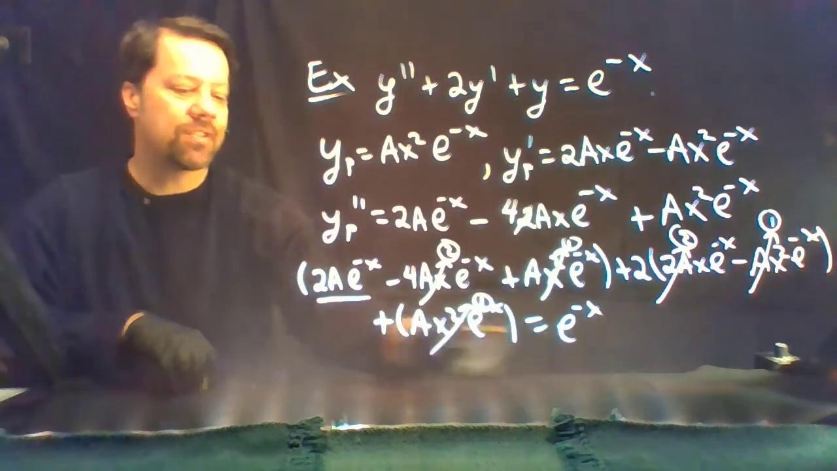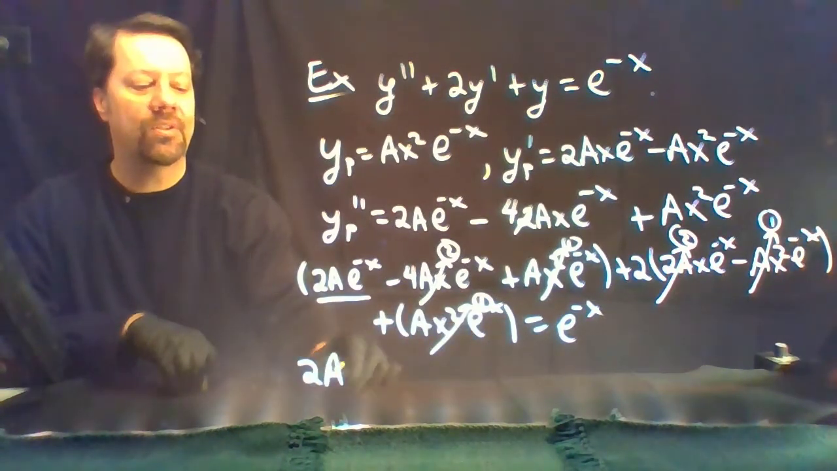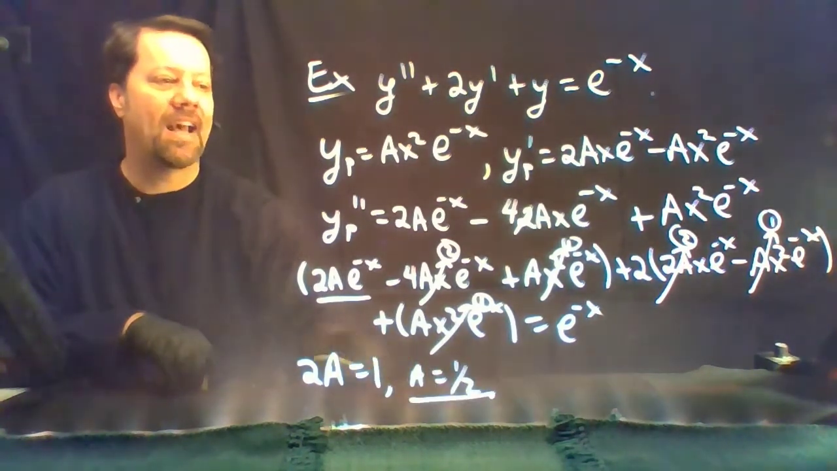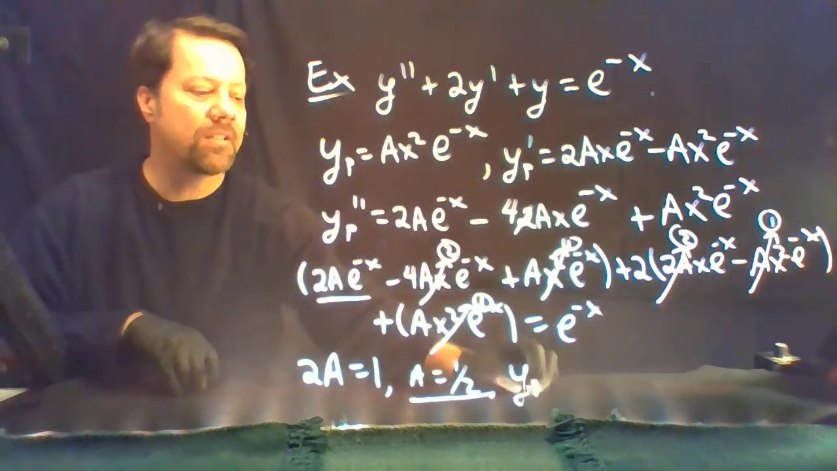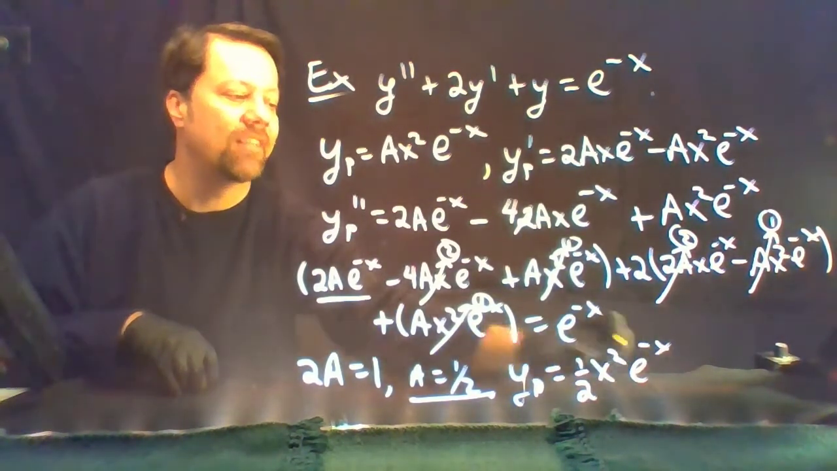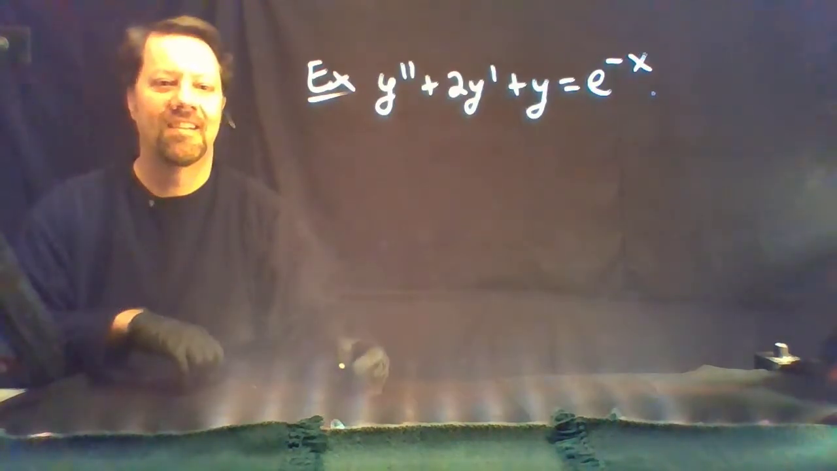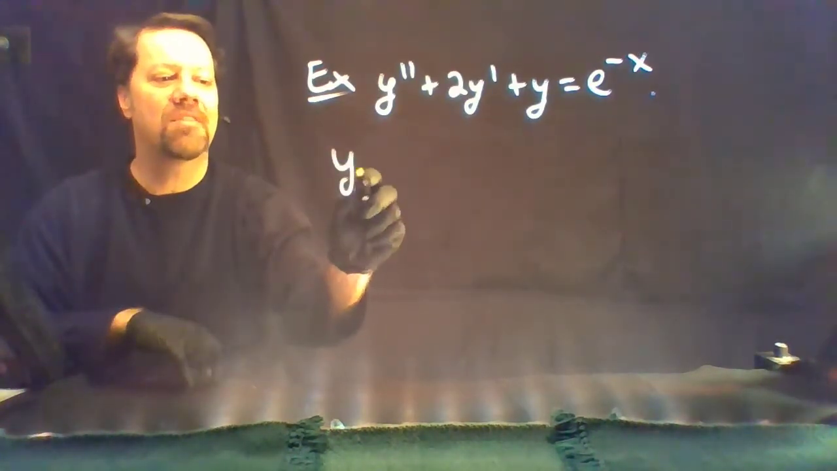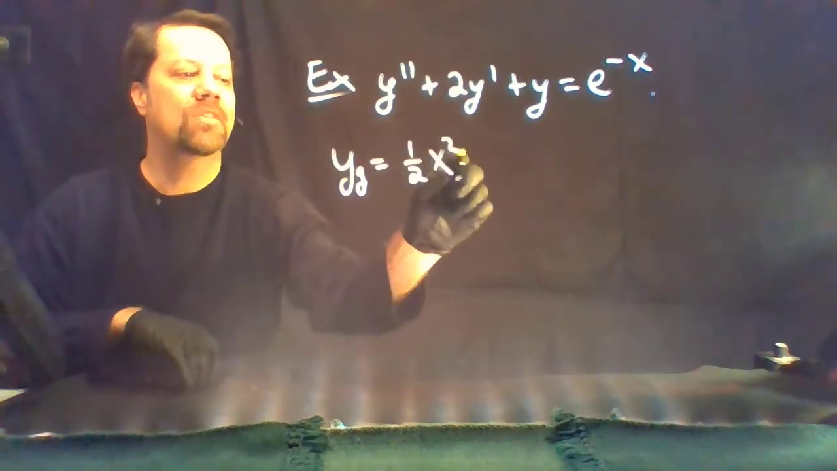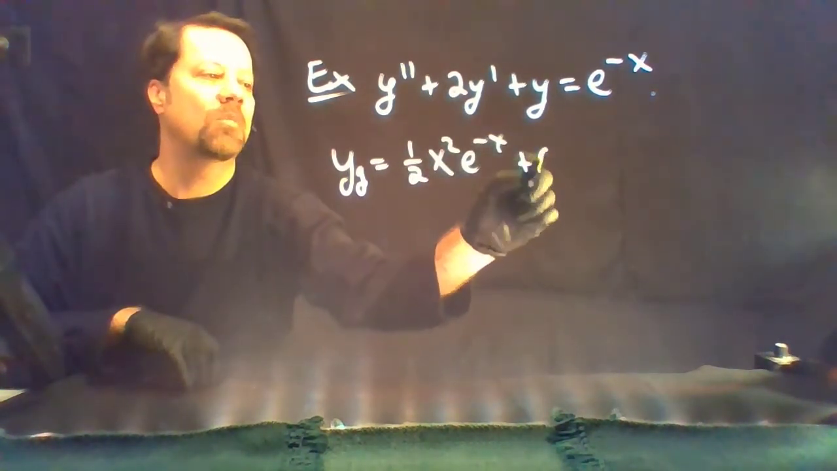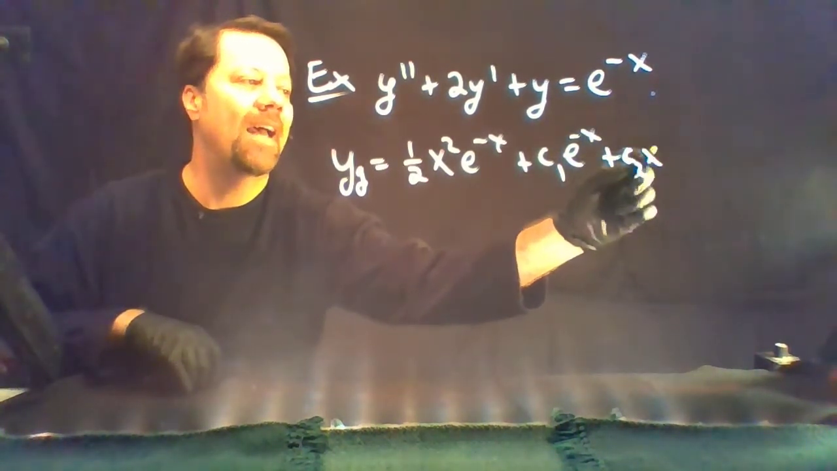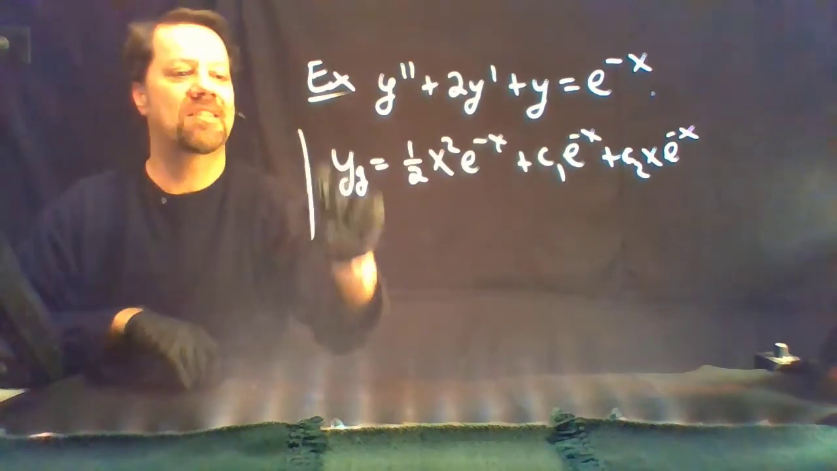Equating coefficients on each side, we deduce that 2a equals 1, and hence a is 1/2. This gives us the particular solution 1/2 x squared e to the negative x. It follows then that the general solution is 1/2 x squared e to the minus x plus c1 e to the minus x plus c2 x e to the minus x.